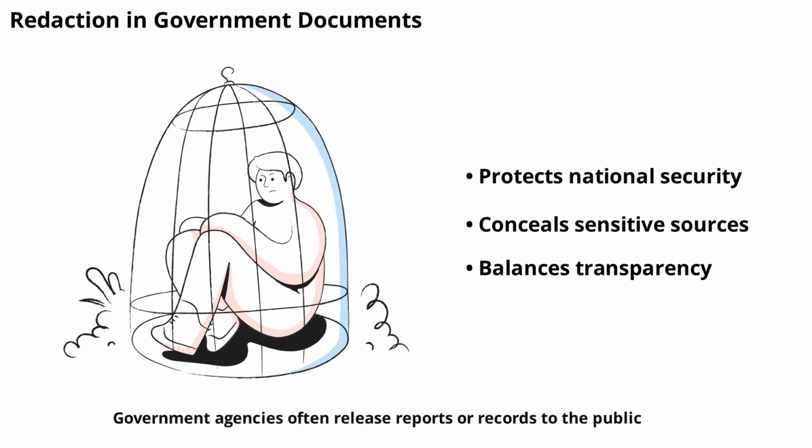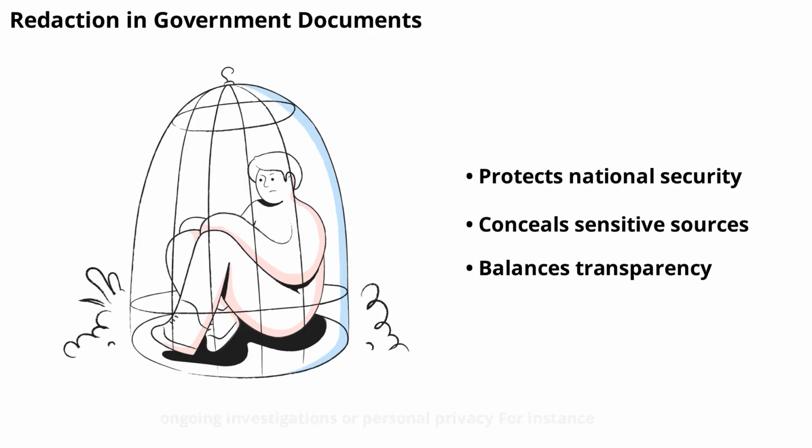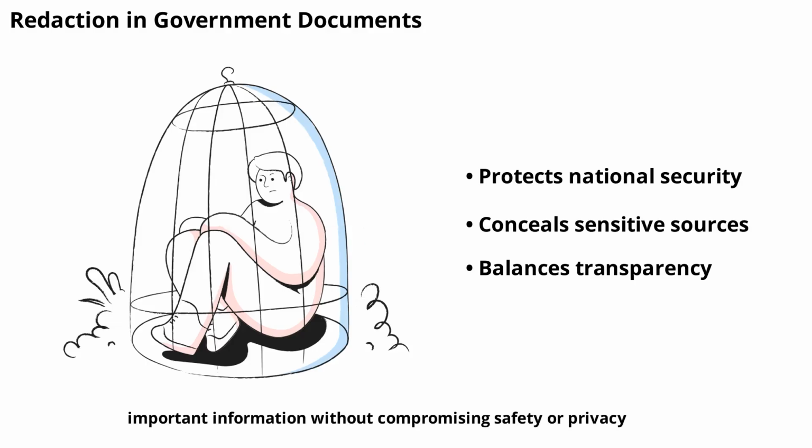Government agencies often release reports or records to the public, but must redact certain information to protect national security, ongoing investigations, or personal privacy. For instance, intelligence reports may have entire paragraphs blacked out to conceal sources or methods. Redaction ensures that the public can access important information without compromising safety or privacy.